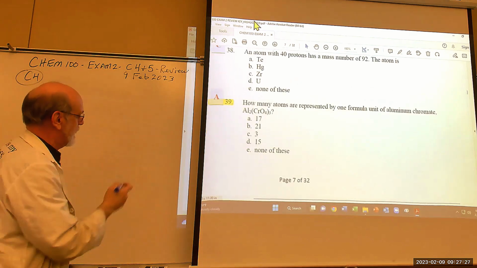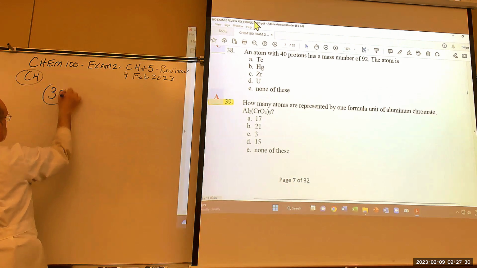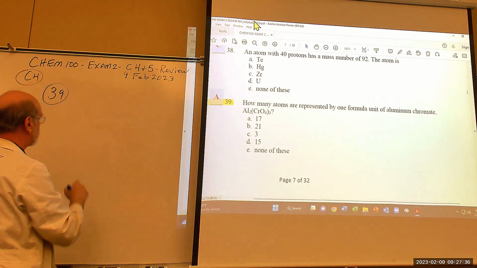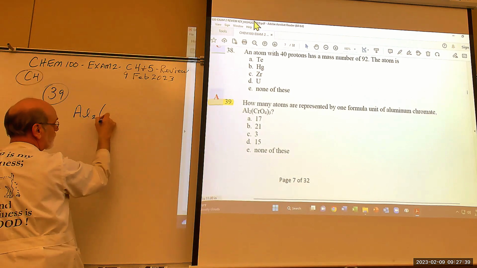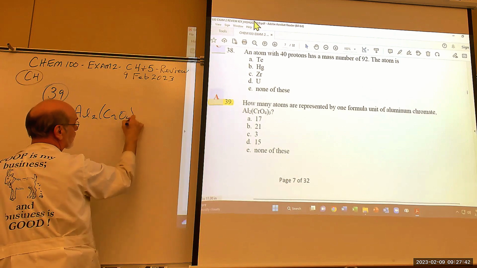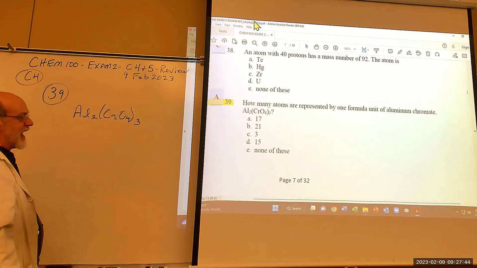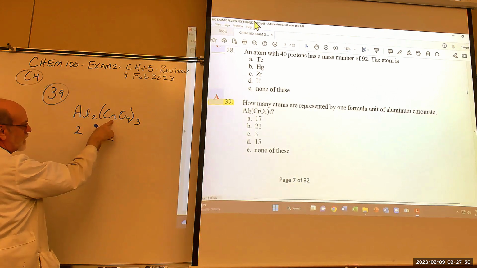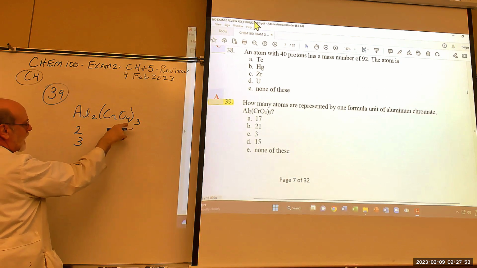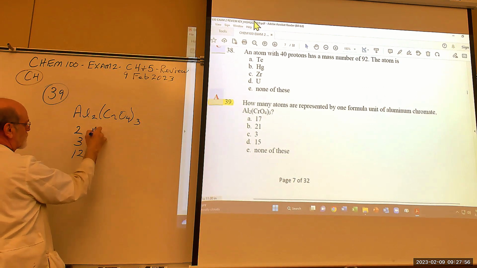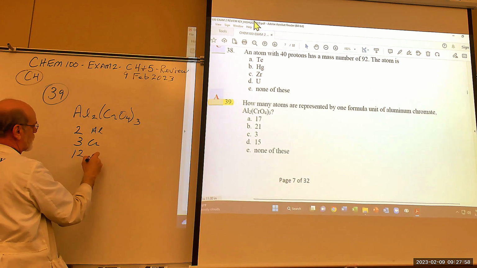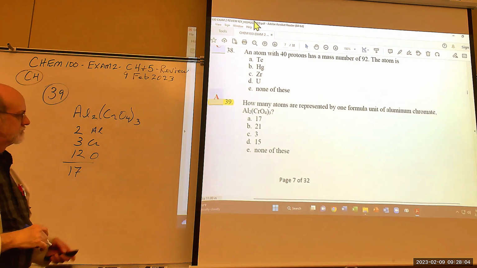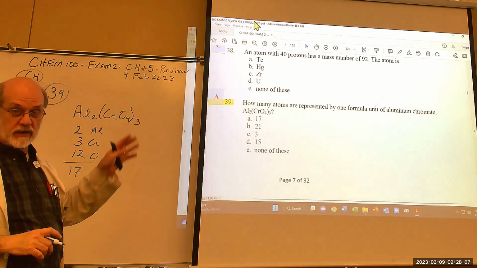All right, 39. Is this a similar one? How many atoms are represented by one formula unit of aluminum chromate? So they're giving us the formula. There we go. How many atoms? Well, we have 2 aluminums, 3 chromiums, and 12 oxygens. So 2 aluminums, 3 chromiums, and 12 oxygens. That's 17. 17 atoms are represented by that formula unit.